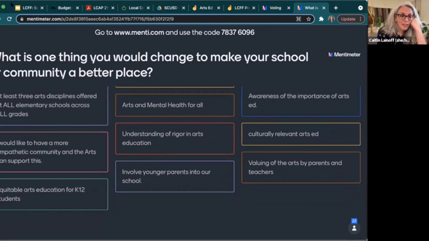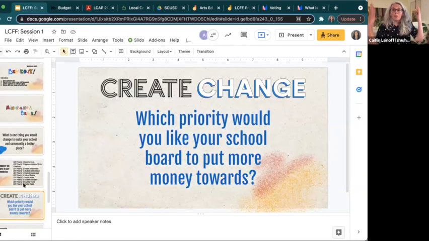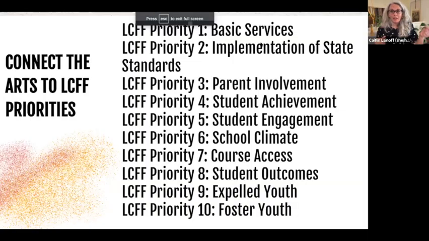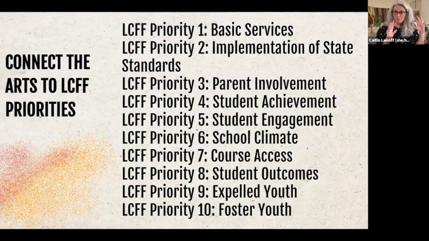Wonderful. Thank you all so much for participating in that. So what we're gonna do next is take those, right? We take our goals for our advocacy or overall advocacy efforts, and we think about if we're gonna present those to the school board, why they should care. And so that connection comes when we think about connecting our advocacy message to our LCFF priorities. So here they are, there are 10 of them, memorize them really quickly. Don't do that.